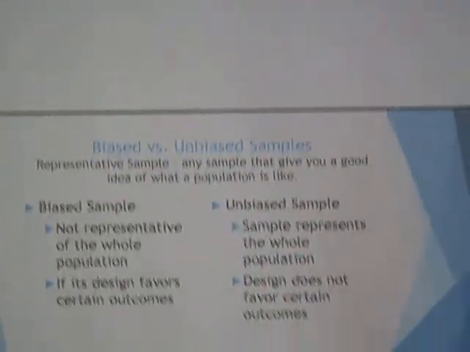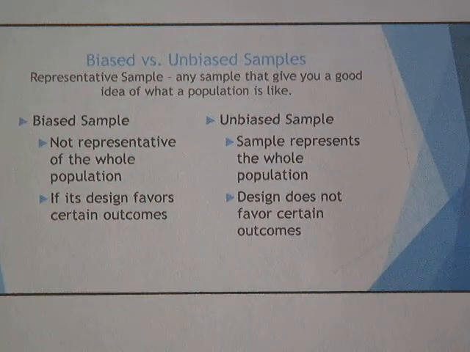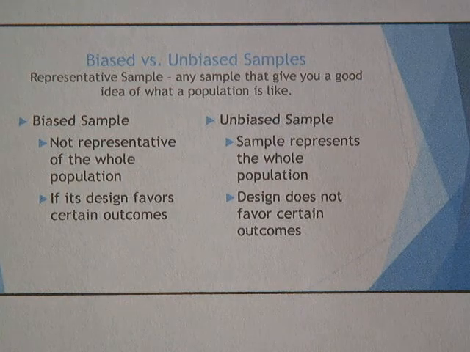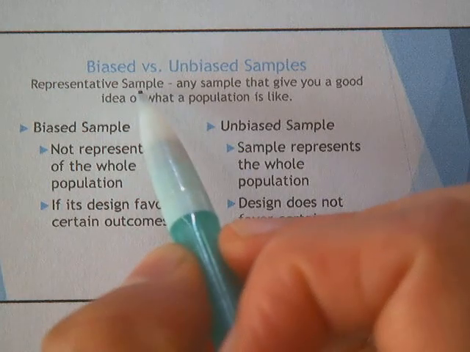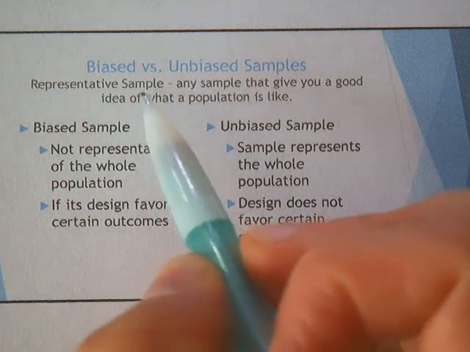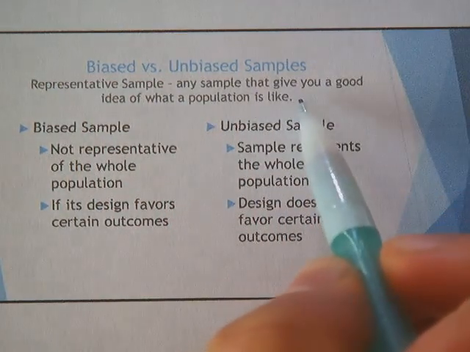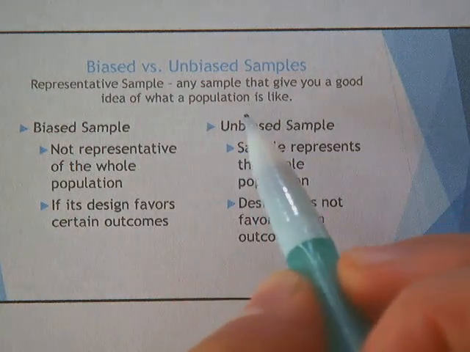So now we're going to talk about some things that you want to be careful about when you're doing your study and when you're sampling people. Okay. And that's the concept of bias. All right. So let's start talking about what does it mean to be biased versus unbiased. So when you're selecting a sample, your goal is to get what's called a representative sample. So a representative sample is any sample that gives you a good idea of what the population is like.